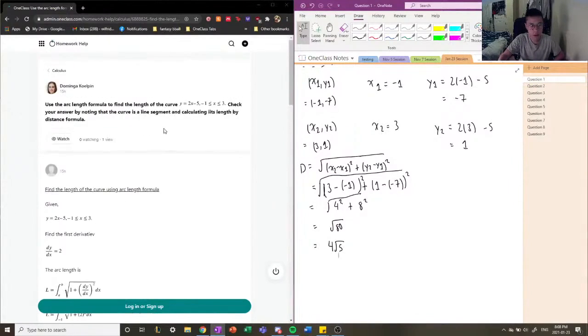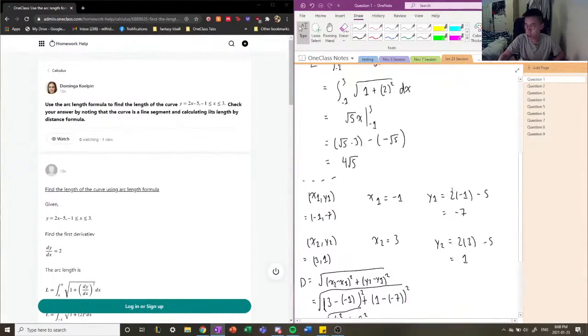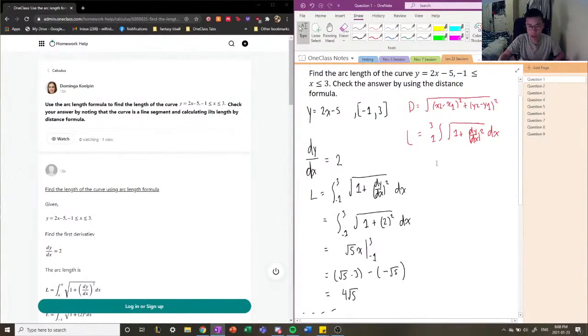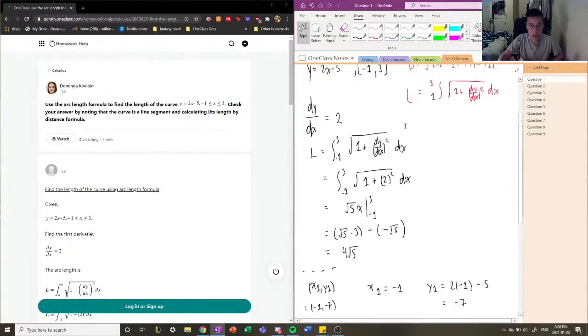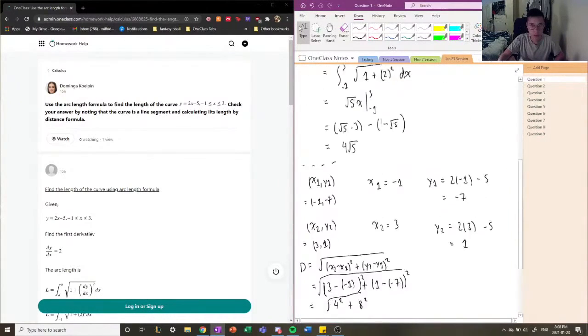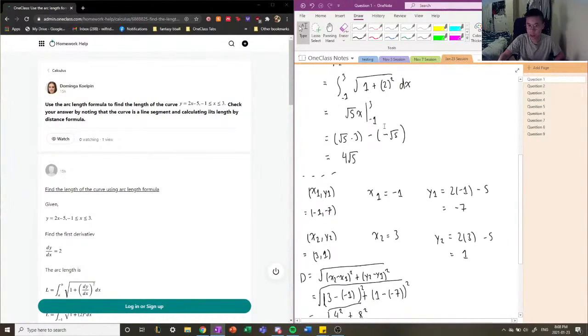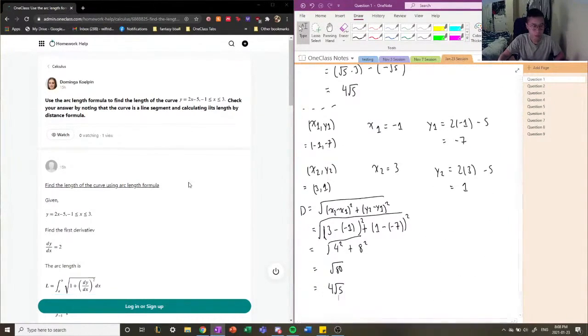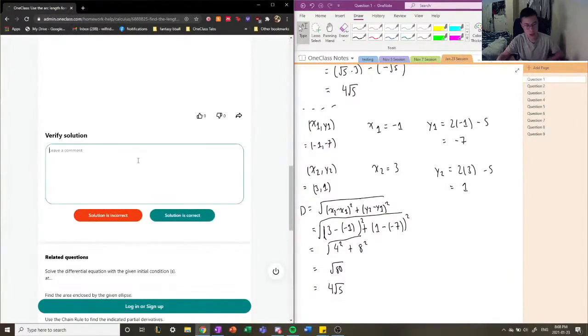Two more important things to note. When you're calculating the arc length of a curve, you need to make sure that you have a definite boundary for your curve. So here we have -1 to 3. And the other thing is that you need to make sure that your derivative exists and is continuous. If your derivative doesn't exist at a point, then you can't calculate the arc length of your curve. But other than that, the solution is correct, and we can move on.